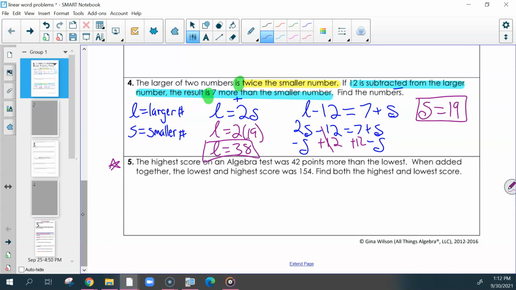Great. I was going to do 5, but I just realized it's kind of the same thing that we were doing before. It just now talks about the highest score and the lowest score instead of the larger number and the highest number. So those would be solved the same way. So we're going to move on to the next one.